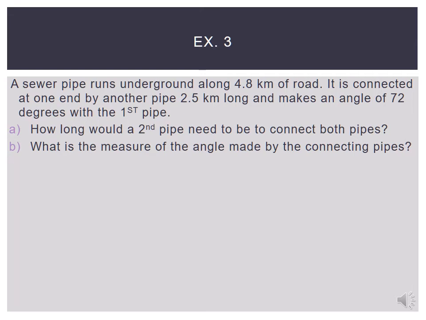So start with A, and we'll make a picture. A sewer pipe, okay, 4.8 kilometers. It's connected at one end by another pipe, 2.5. So we'll say that's the 2.5. And makes an angle of 72 degrees with the first pipe. So 72 degrees. How long would another pipe need to be to connect those? So we want to know how long that is. So we'll call that x.